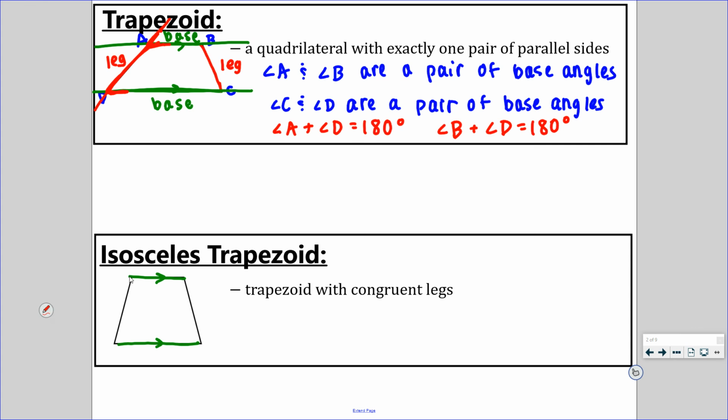And when the legs, which are the two non-parallel sides, are the same length, aka congruent, then we call this an isosceles trapezoid. So it almost looks like an isosceles triangle, but instead of having 3 sides, we have 4 sides, and these two opposite sides are my bases and they're parallel. That's an isosceles trapezoid. There's a lot of cool things that happen in an isosceles trapezoid. That's what we're going to talk about next.